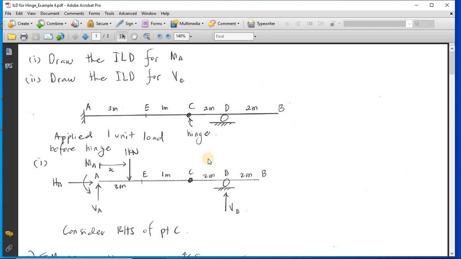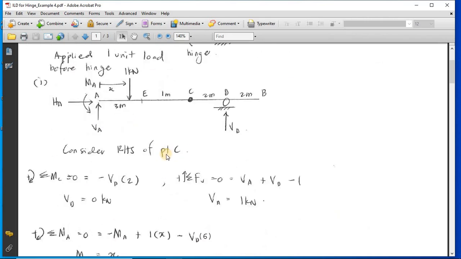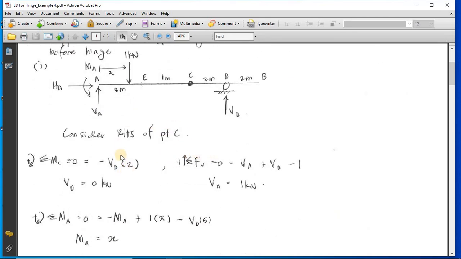If you deal with the beam without hinge that you have seen in example 1 to example 3, you only need one calculation for reaction at support. But when you have a hinge in a beam, you need to provide two sets of reaction at support, which is before hinge and after hinge. For instance, here in this example, this is the first set where you apply one unit load before hinge. So find out all the reactions at support, which is VA, VD, MA.